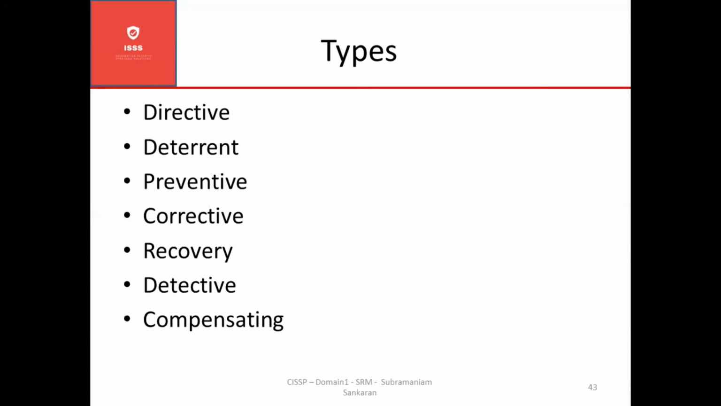And if you look at the physical security guard, if I'm going to ask them for a direction, they become a directive control. If I'm an intruder, looking at them, I think twice before jumping onto the facility. Then they become a deterrent control. If I jump onto the facility as an unauthorized user or an intruder, and they stop me from getting onto the facility, in this scenario they become a preventive control.